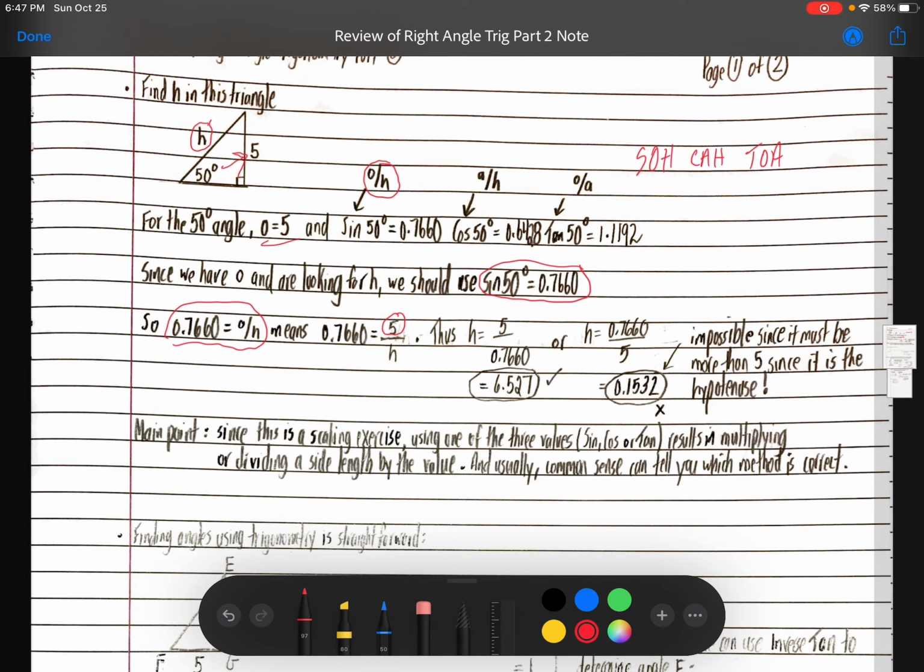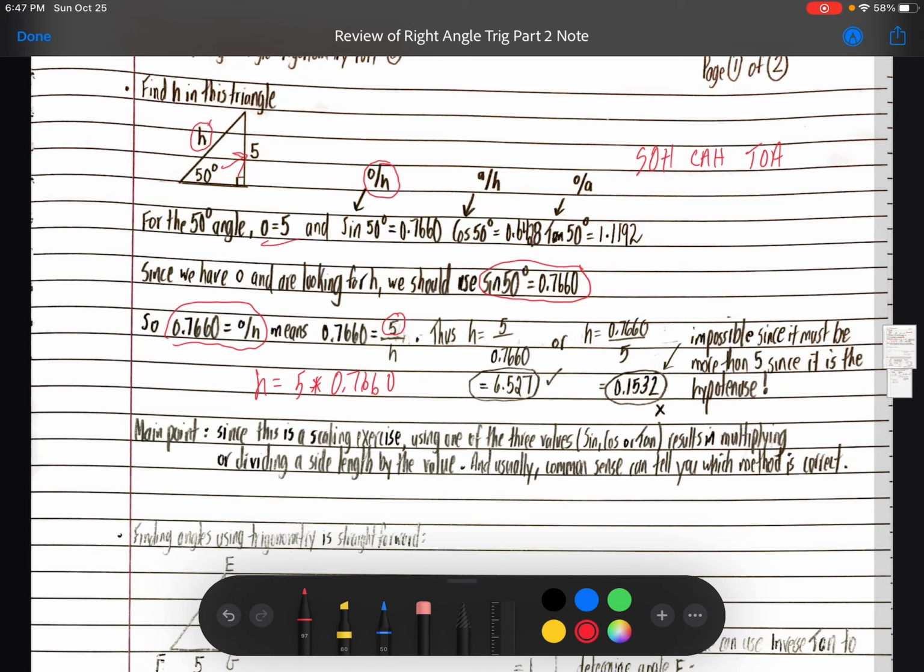Now, you might be saying, well, Chris, I could also multiply the two numbers, okay? If you do, you're going to get a number that's less than 5, because you're taking 76.6% of 5, which is less than 5. But if you look at the picture up at the top, the hypotenuse, or h, has to be more than 5, because you already have a side length that's 5, and you know the hypotenuse has to be the greatest side.